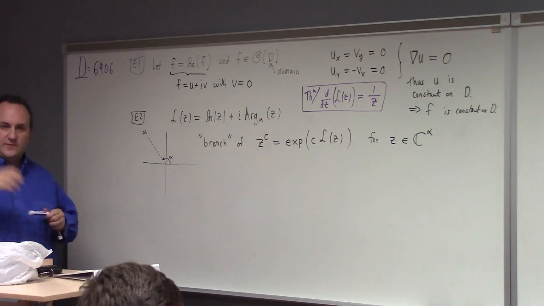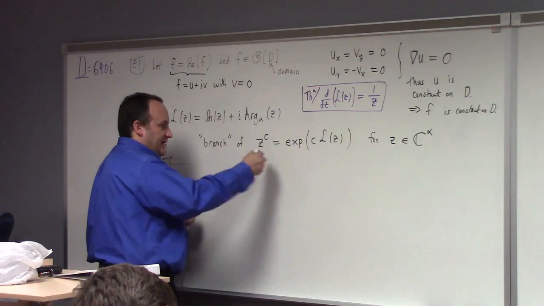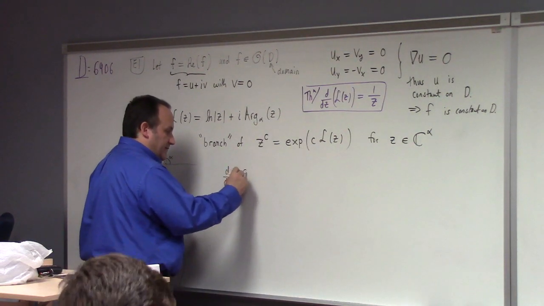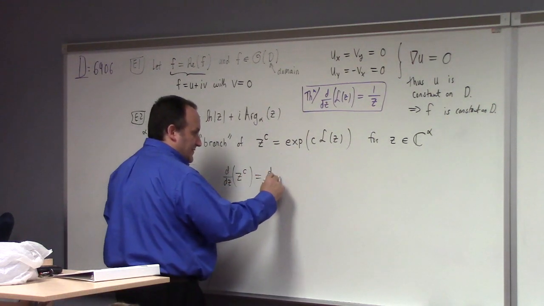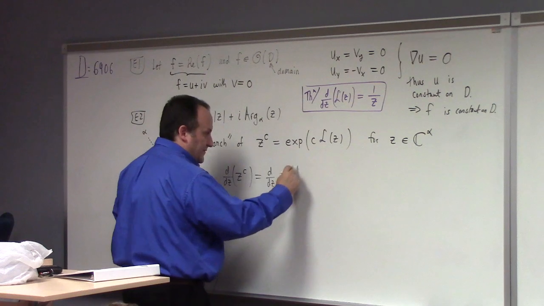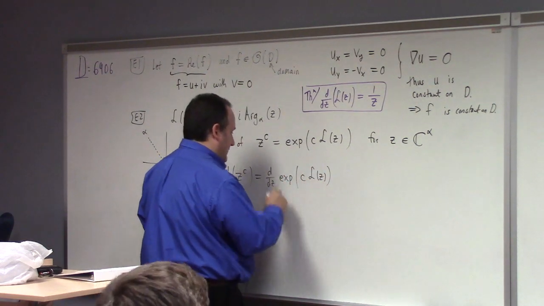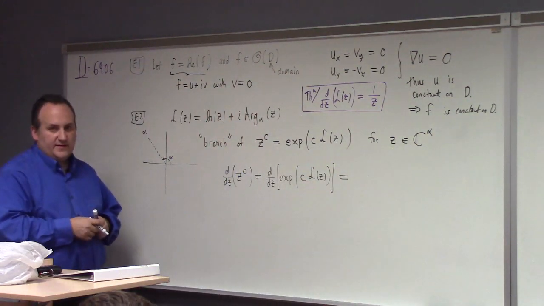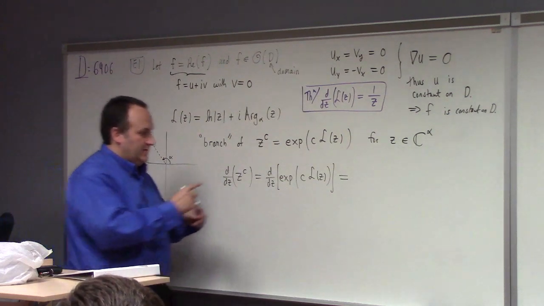So let's suppose we know that. How do we differentiate z to the power c? How does that work out? d dz of z to the power c with respect to this branch. I've got the derivative with respect to z of the complex exponential of c times L of z. We know how to differentiate the complex exponential, and this is a composite function, so we use the chain rule.